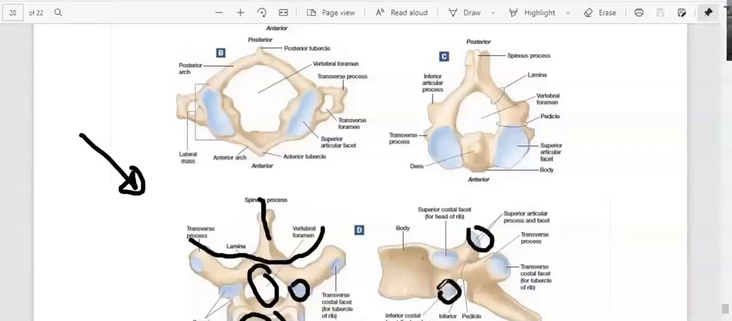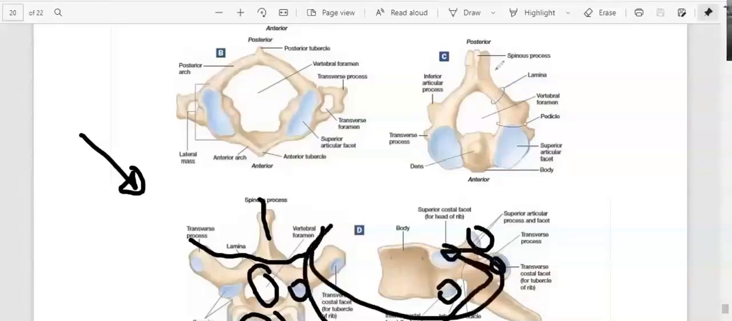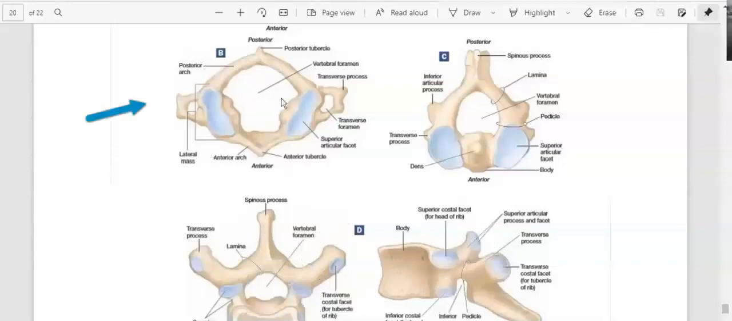Now, in your thorax, you will have these other two facets right here, because in your thorax you have your ribs, right? The ribs go like this, so the ribs will articulate with that thoracic vertebrae. This one right here are going to be cervical vertebrae.